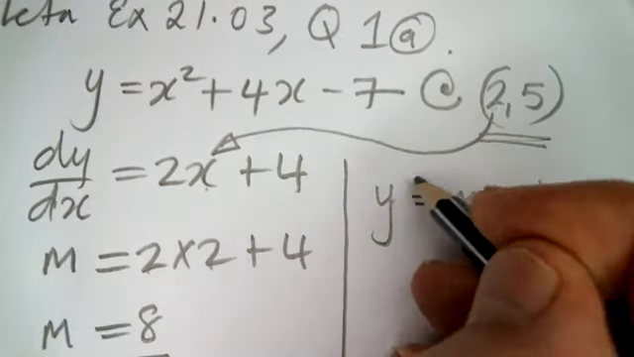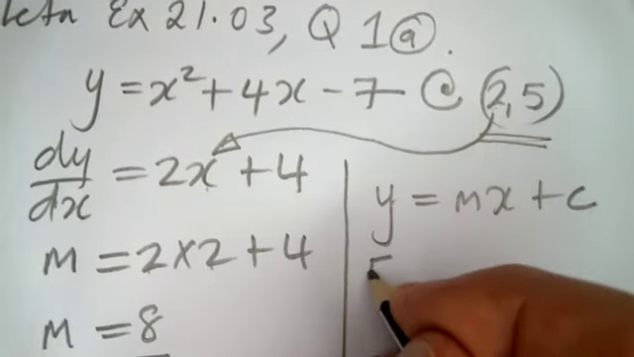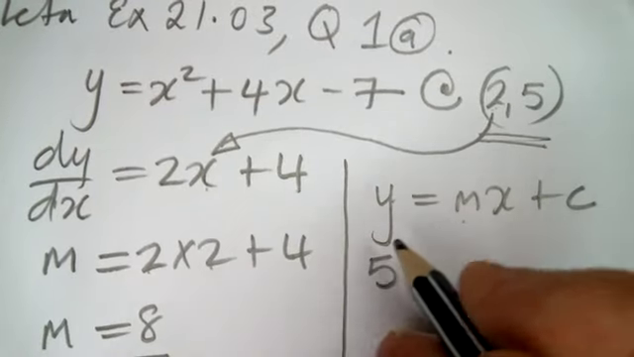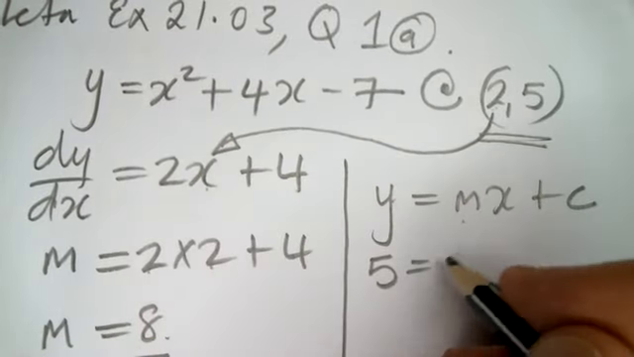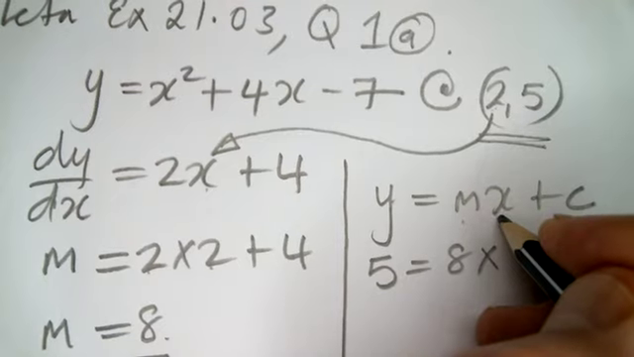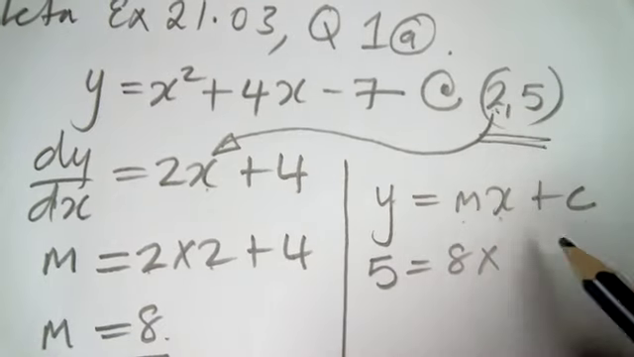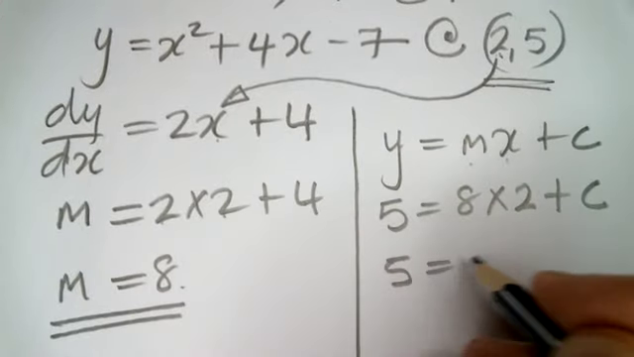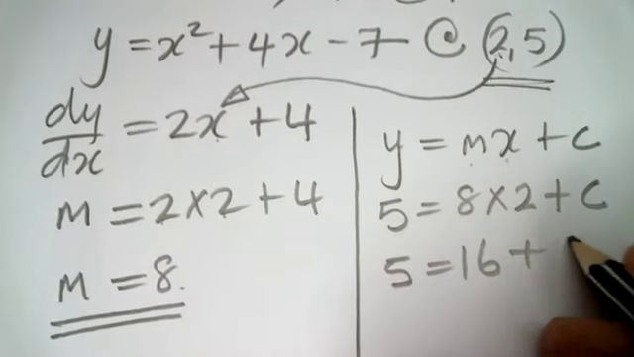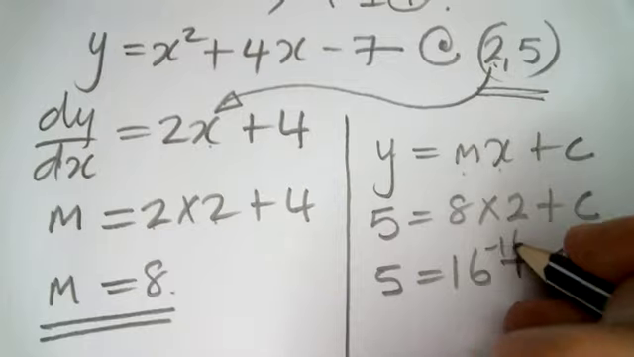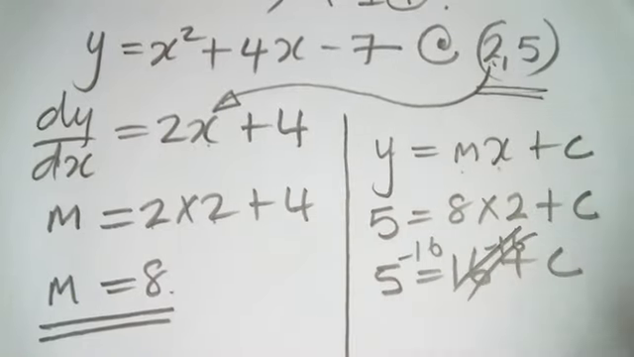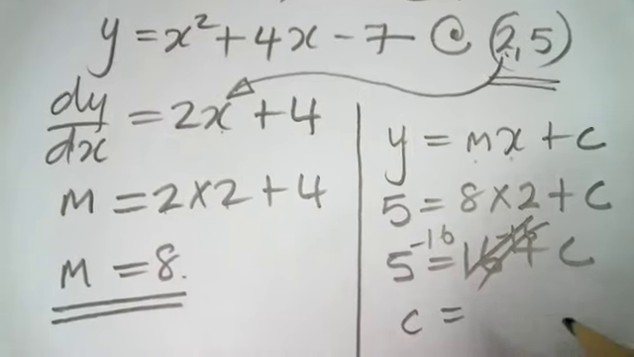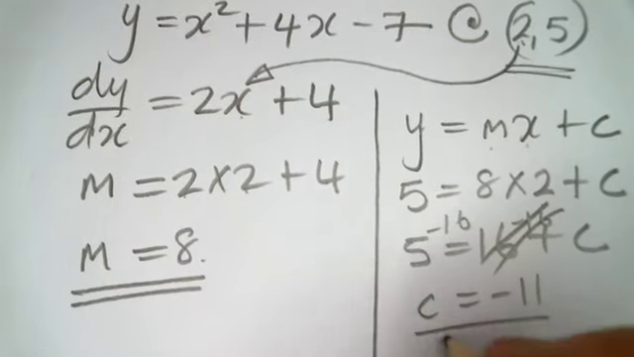And what have we got here? So the value of y is 5, so I'll put 5 is equal to m. Well, we know what m is. m is 8, there it is, times x. What is x? Well, x is 2. Plus c. So 5 is equal to, well, that's going to be 16 plus c. I'm going to subtract 16 from both sides so we can make c the subject. Well, c, therefore, is going to equal negative 11.